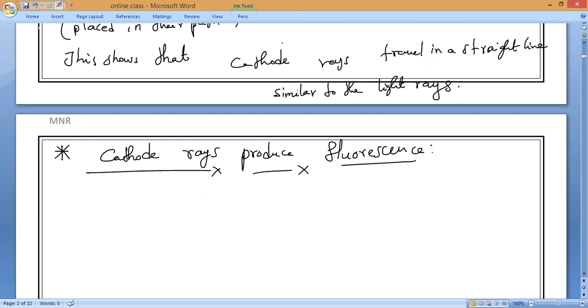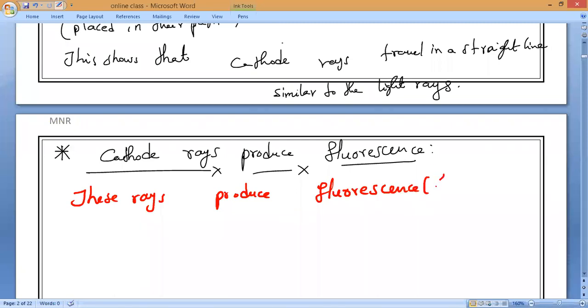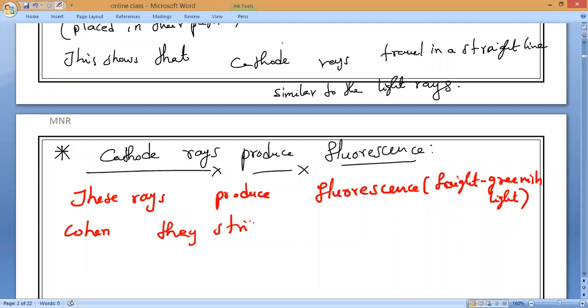These rays produce fluorescence. Fluorescence means a faint greenish light. You remember that. Faint greenish light, when they strike a zinc sulfide coated screen.